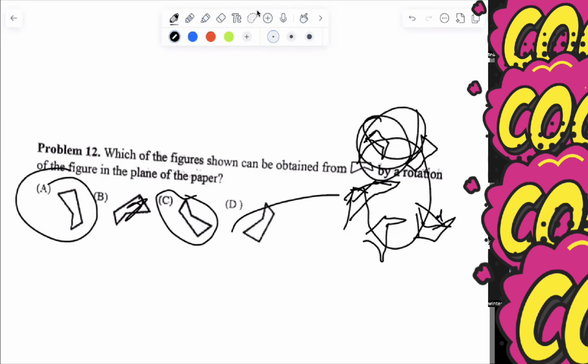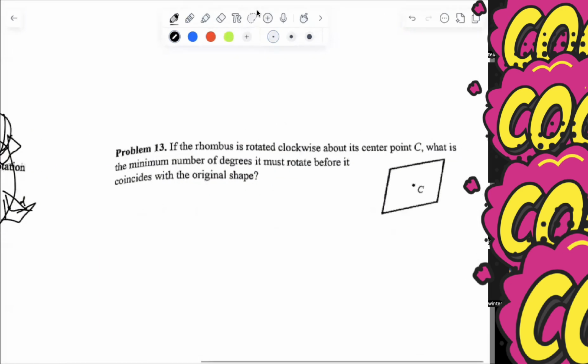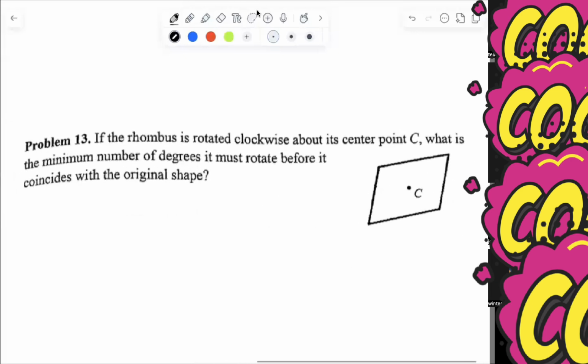All right. Let's move on to problem 13. Let's try this question and tell me the answer in chat.